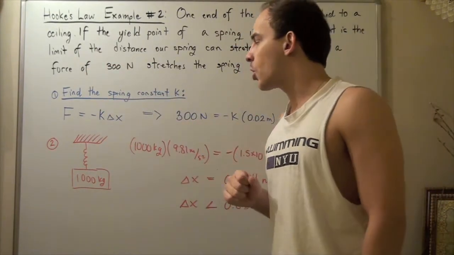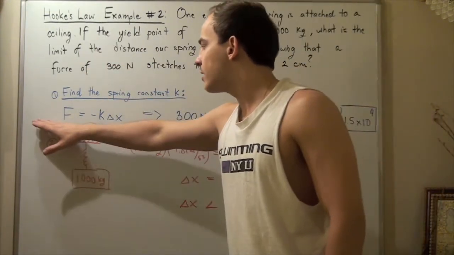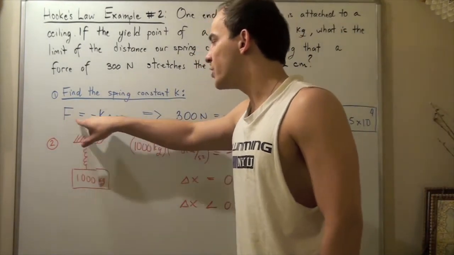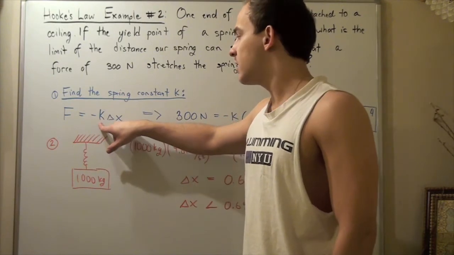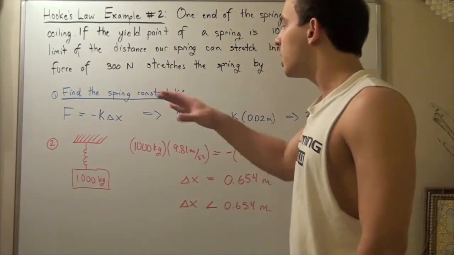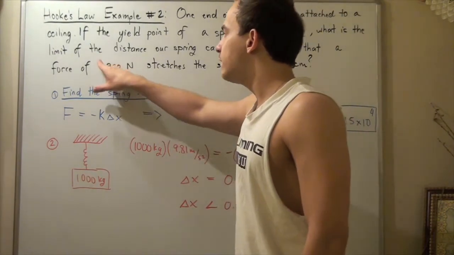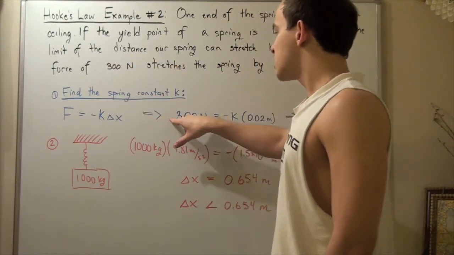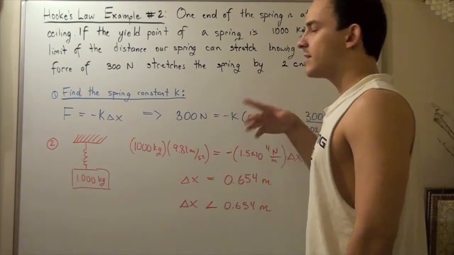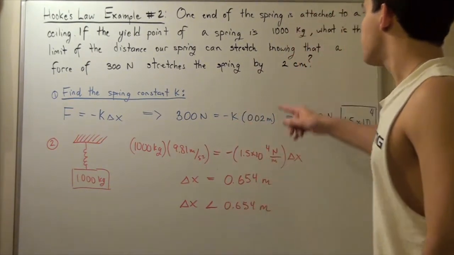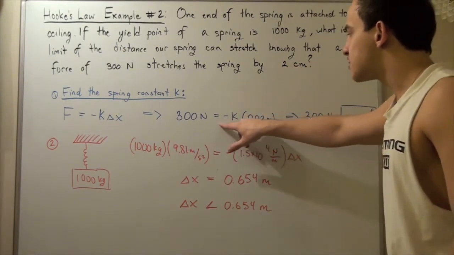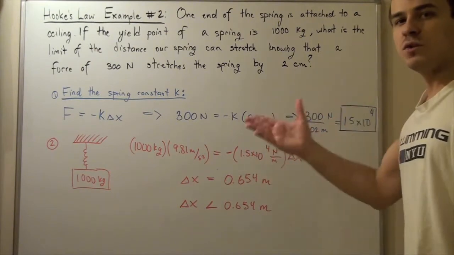So let's begin in part 1 by simply writing out our formula, Hooke's law. The force is equal to the negative of the spring constant multiplied by the change in distance. So let's plug in our values. We know that a force of 300 newtons, so we plug in 300 newtons equals the unknown, our spring constant, multiplied by our centimeters. But we have to use meters because this spring constant has to be in newtons per meter.